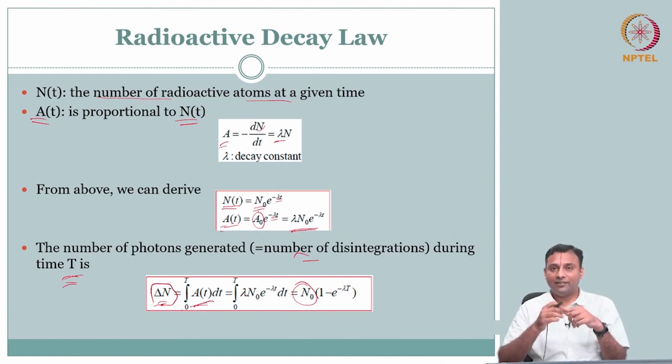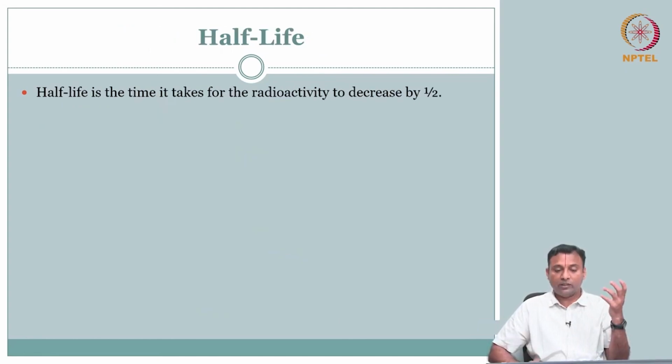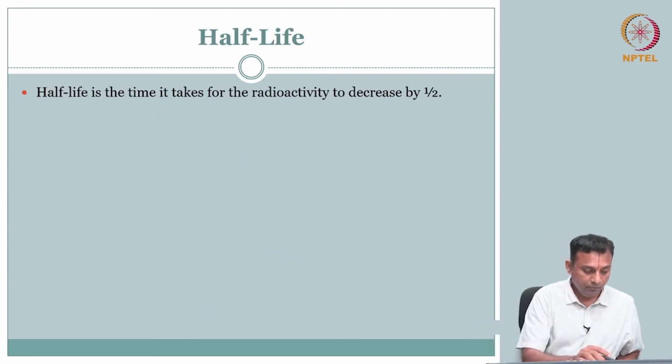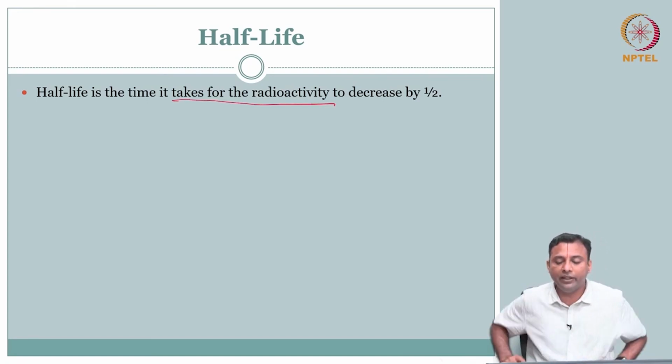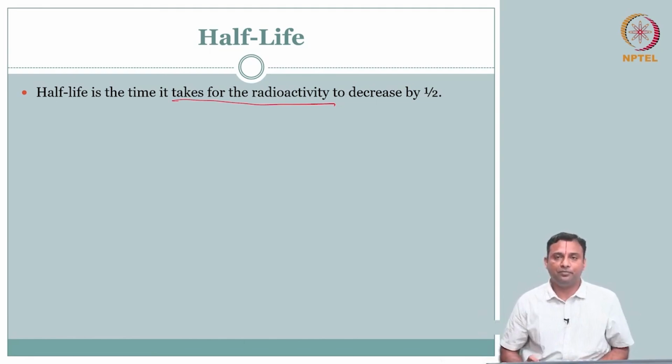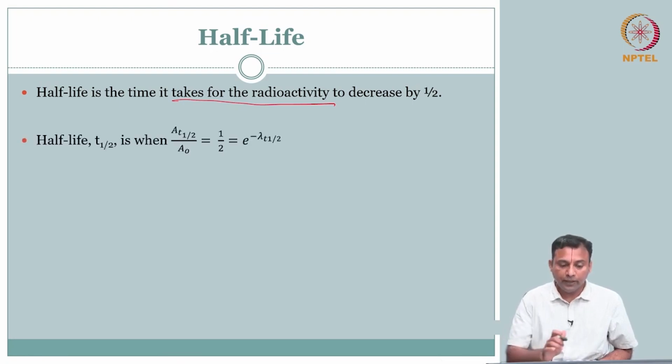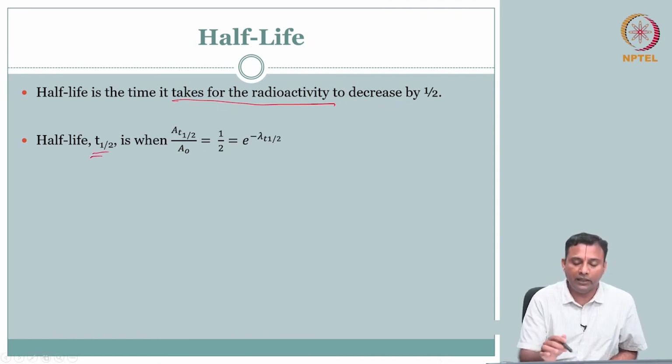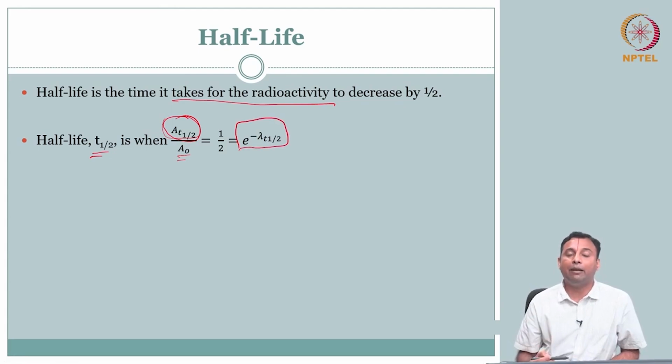So the natural quantity of interest is: when is it 50%? There we talked about the half value layer thickness, when the attenuation was 50%. Here, likewise, you start with some N0, some radioactivity. When does it become half? That is a quantity of interest. So half-life is the time it takes for the radioactivity to decrease by half. Same concept. How do we do it? We start with the previous equation. We need T half: you start with some A0, and when does it become half? At T half, the ratio is 1 by 2, equal to e to the power minus lambda T half.